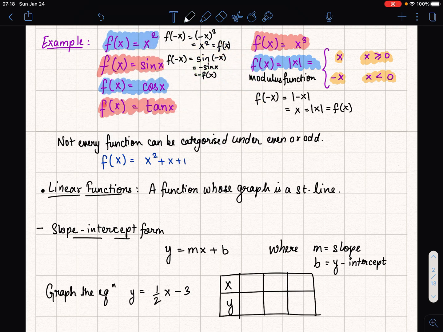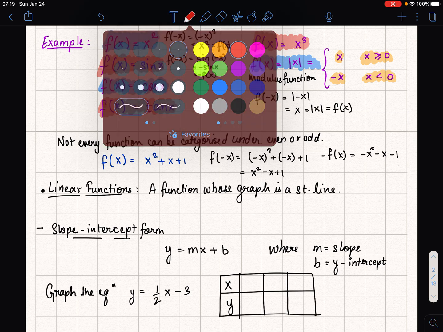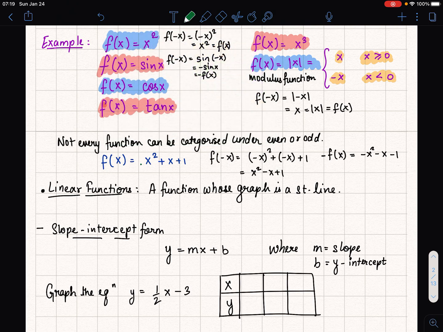Using the similar method as above, we calculate f of negative x. f of negative x equals minus x squared plus minus x plus 1, which is equal to x squared minus x plus 1. This is neither equal to f of x, nor equal to negative f of x. If you want, you can calculate negative f of x. Negative f of x will give me minus x squared minus x minus 1. So here you see that this function is neither even nor odd.